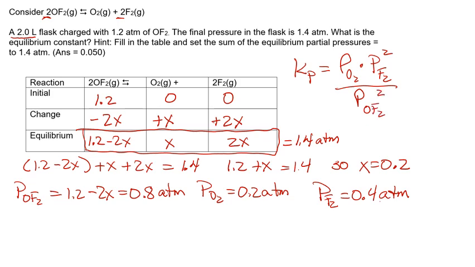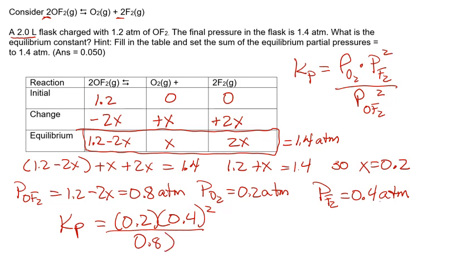And I'm going back to the coefficients. So here we go. Kp is equal to 0.2 times 0.4 squared, all of that divided by 0.8 squared, and then that is equal to 0.050.